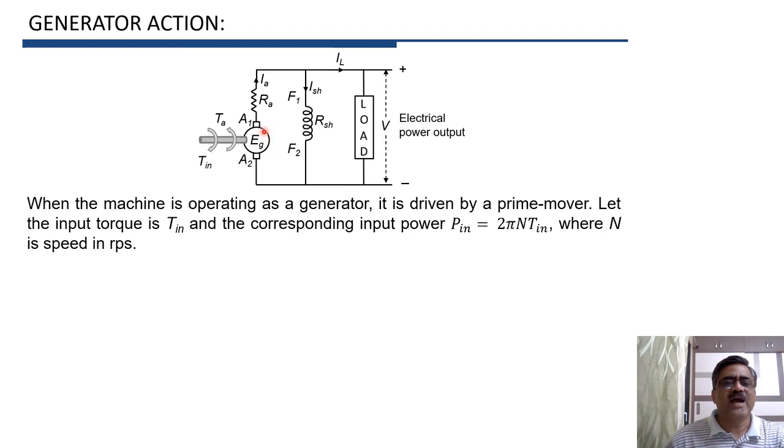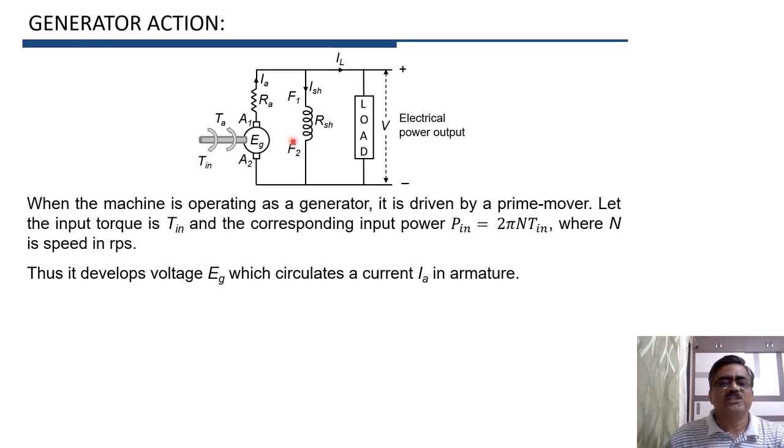Now when the machine acts as a generator, its armature is driven with the help of a prime mover. In this case, the input torque is T in. Now you know the relation between power and torque. Power P is equal to 2 pi n T, and therefore the corresponding input power P in is equal to 2 pi n T in. In this case, speed n is in revolutions per second.